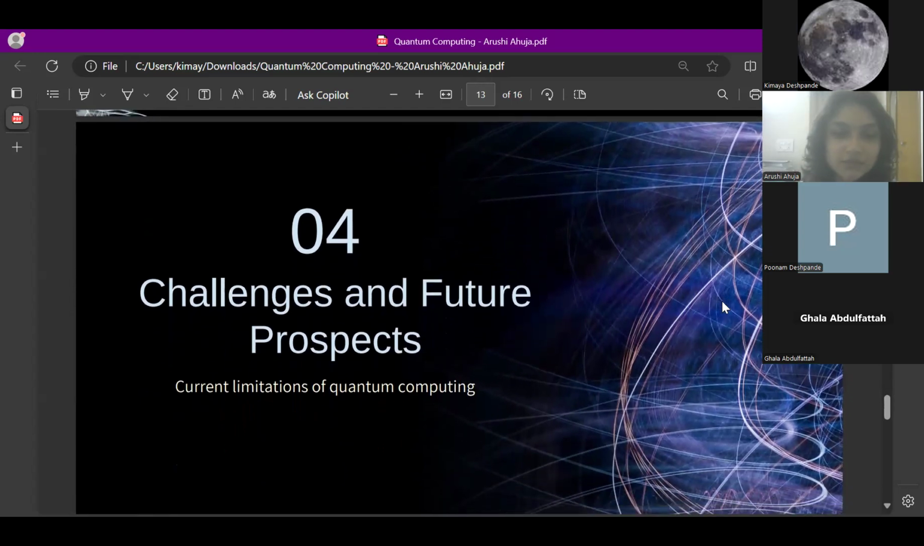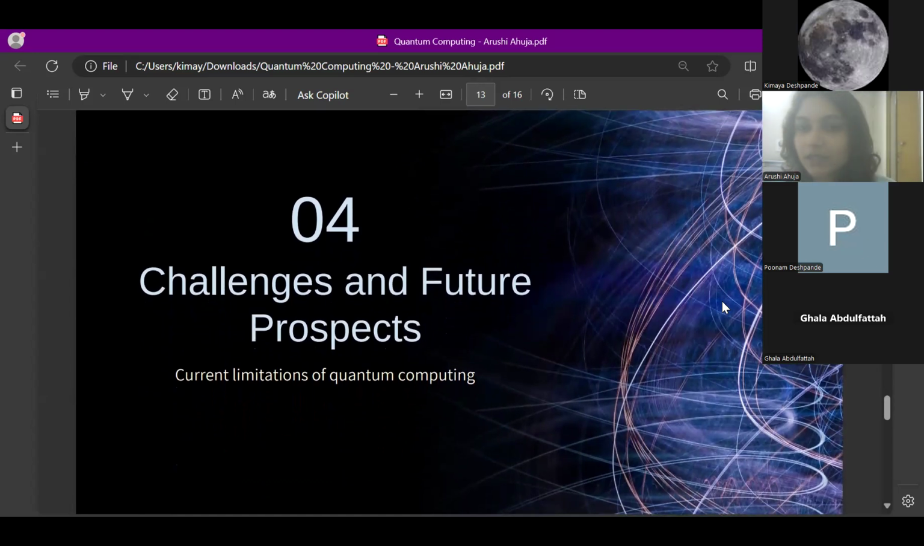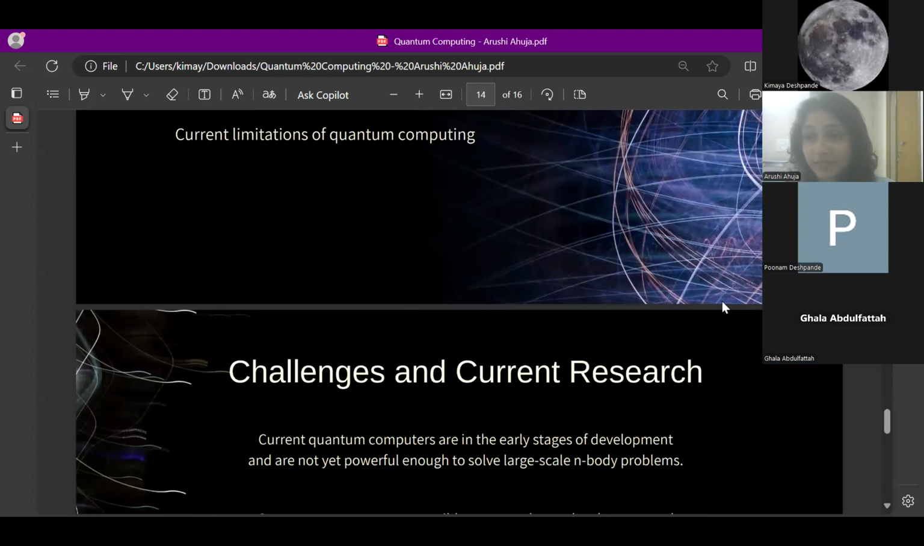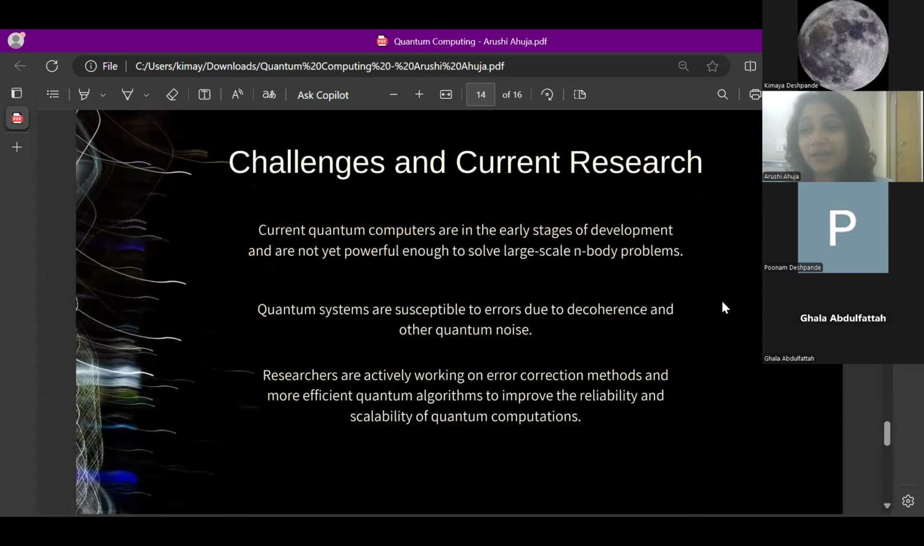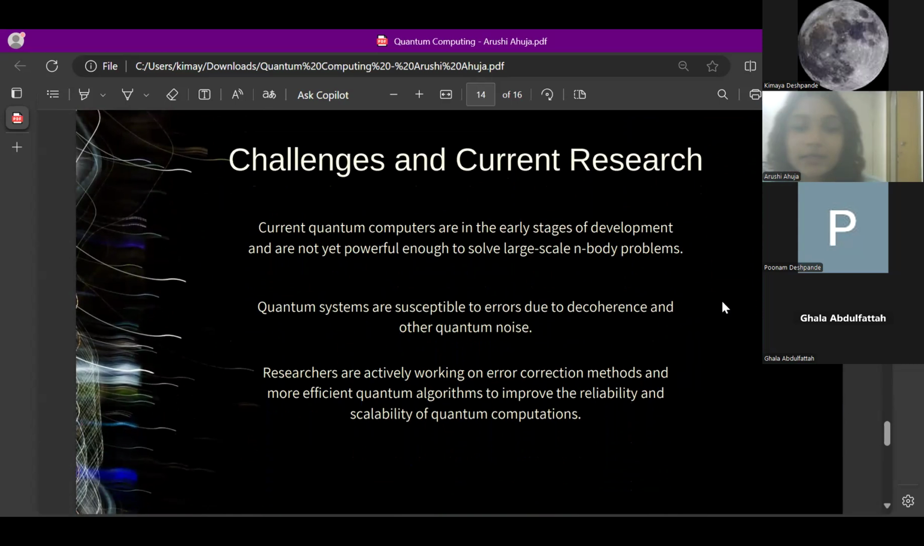Now, the challenges and future prospects, right? As I said, even though quantum computing does offer us a potential solution to solve the n-body problem theoretically, it has not solved it right now. So basically, we're going to learn about what is stopping us, right? Now, current quantum computers are at an early stage of development, as you know, and they can't really solve large n-body problems, right? As I said, exponential amounts of data to be solved in a very short duration of time is not possible yet.